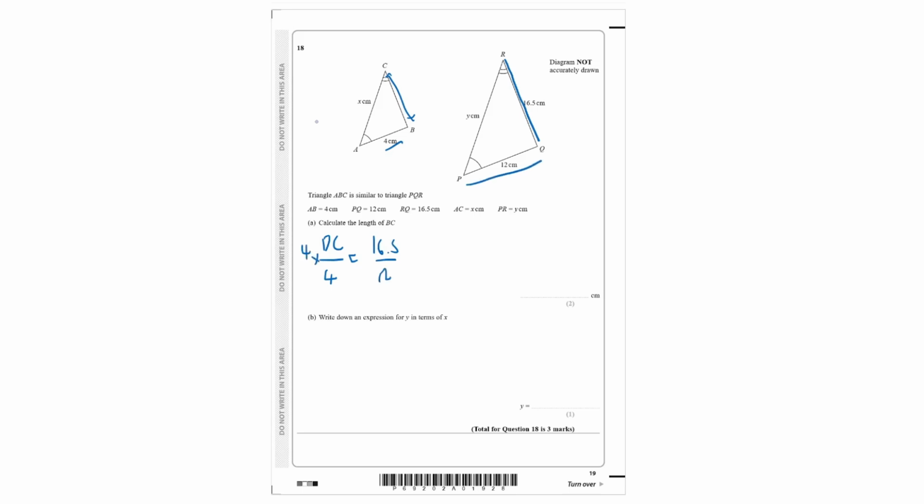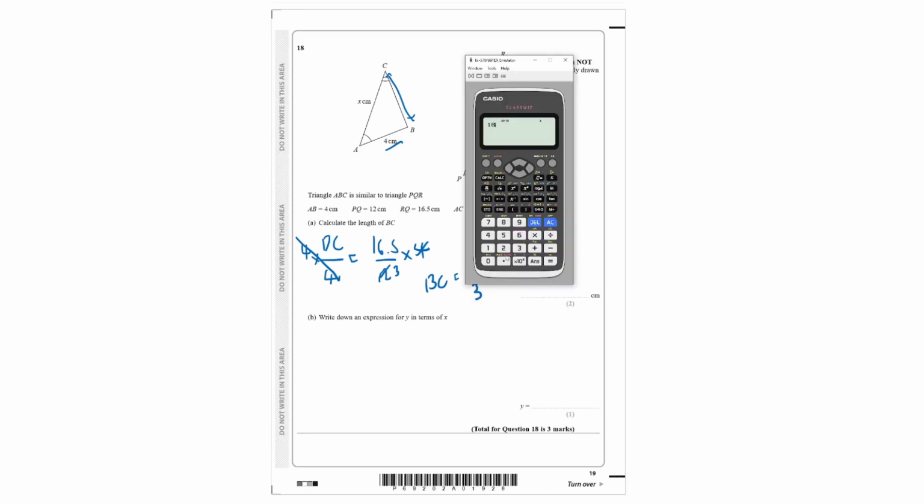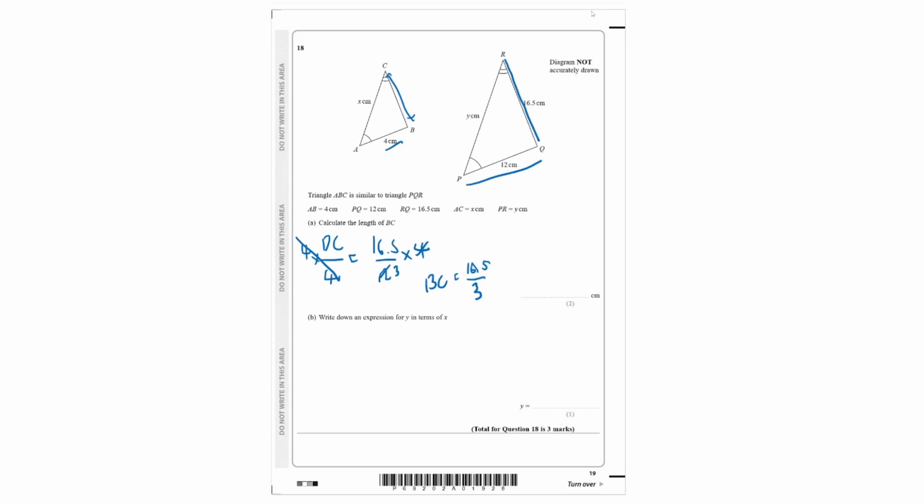Multiply both sides by 4 to remove the denominator. Multiply by 4. This cancels out. And we're left with BC is equivalent to 16.5 divided by 3. We can then use a calculator here. We have 16.5 divided by 3 gives us 5.5 centimeters.